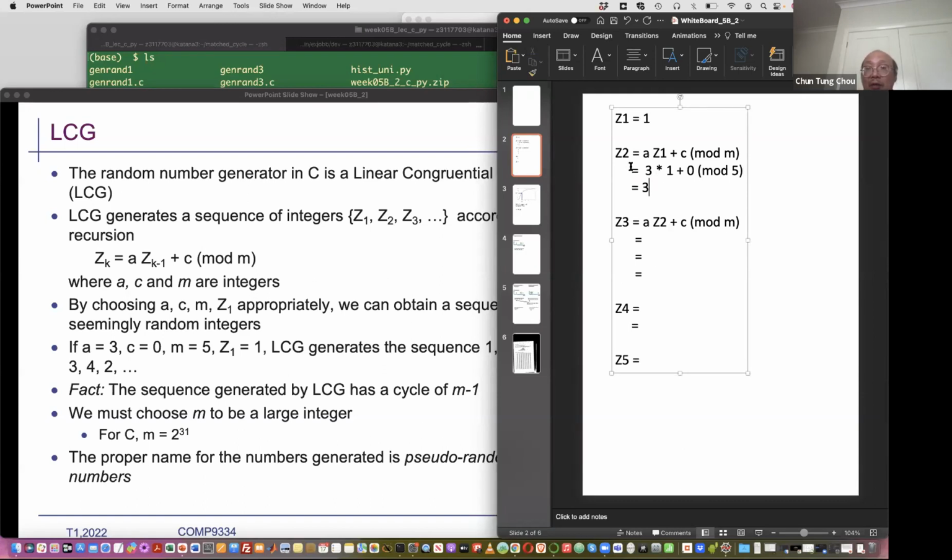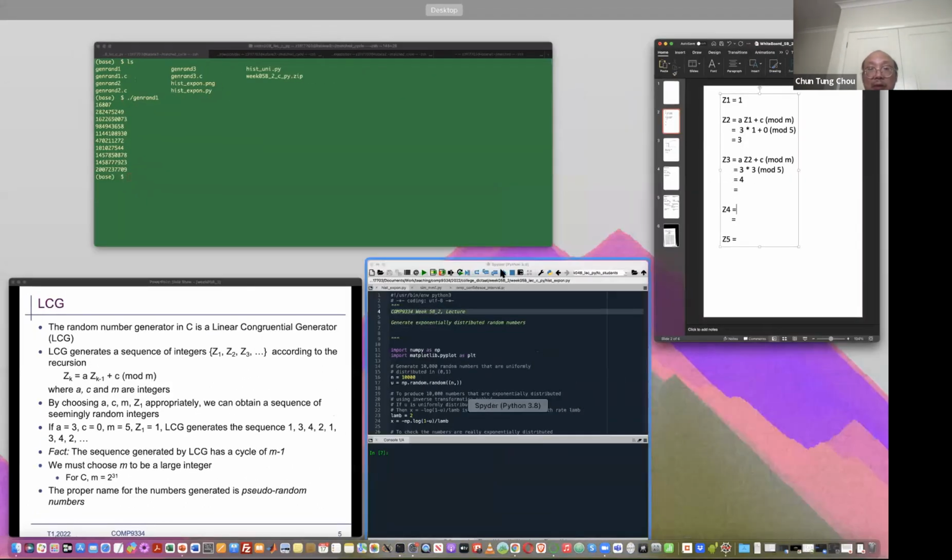Now Z2 is 3, and so Z3 is a times Z2 plus c, mod m. So a is 3, Z2 is 3, c is 0, so I don't write it. This is again mod 5, and so it will give me 4. Now Z4 will be, oops.